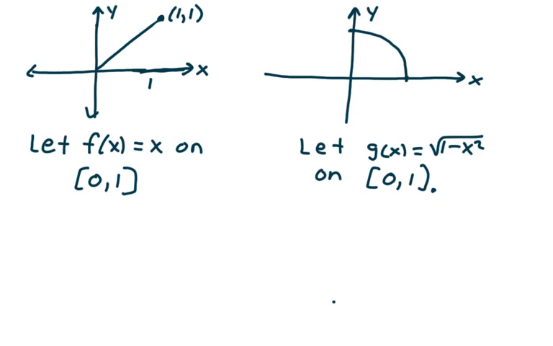So, for the first integral, I'm letting f of x equal x on the closed interval 0 to 1. And so notice when x is 0, f of 0 is 0, so you're at the origin. And when x is 1, f of 1 is 1, so you're at the point 1, 1. And so you get a line segment that connects 0, 0 to 1, 1. And what I'm going to do is I'm going to drop a perpendicular down. And if we interpret the integral in terms of areas, we're going to find the area of this right triangle.